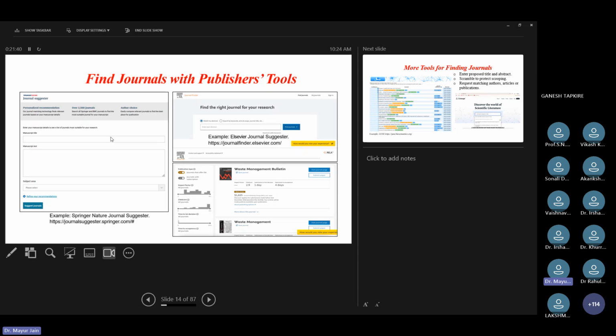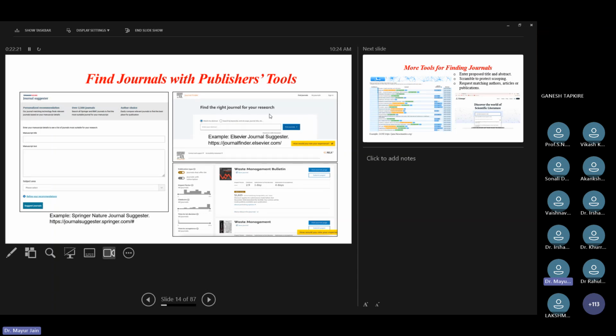Yeah, so this is what I was talking about, right? So Springer Nature. You can see there is a Springer Nature publisher's website, and there is the journal suggester. You can put the manuscript title here, the manuscript text, that is maybe the abstract, and the subject area, and then click on suggest journal. Based on that, you will get at least 10 to 15 journals where you can try to submit your paper, right? So that is one tool which is given by most of the reputed publishers.